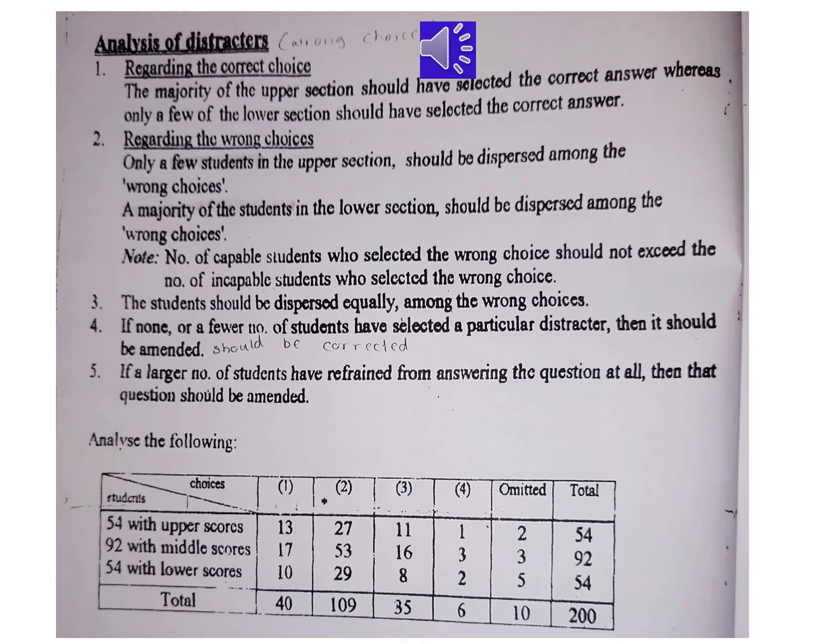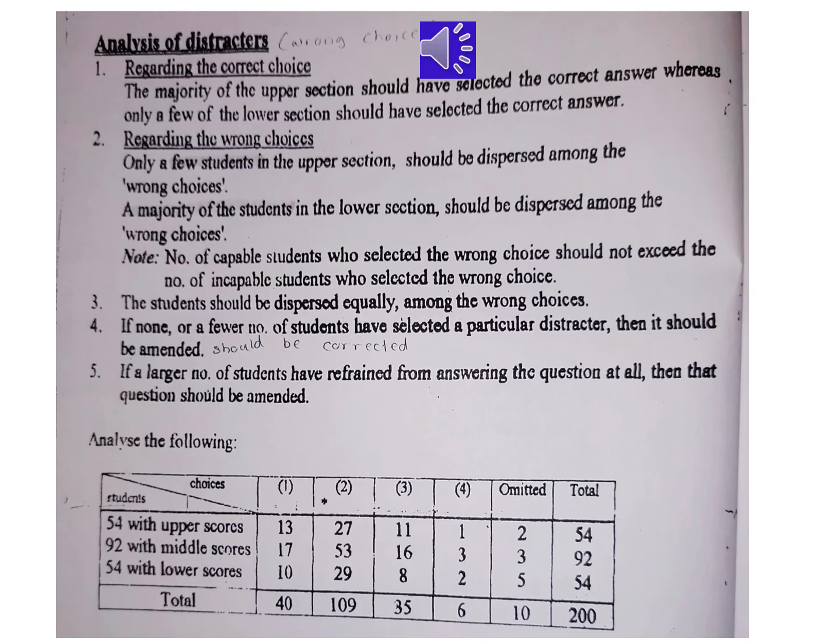The last subtopic of this section, analysis of distractors. Actually, it should be analysis of choices, right? Now, in an MCQ, you find 4 choices. The correct choice is the key, and the other 3 choices are distractors, right? So we are going to analyze the distractors as well as the key also. The analysis is done in 5 methods, right? First one, regarding the correct choice.